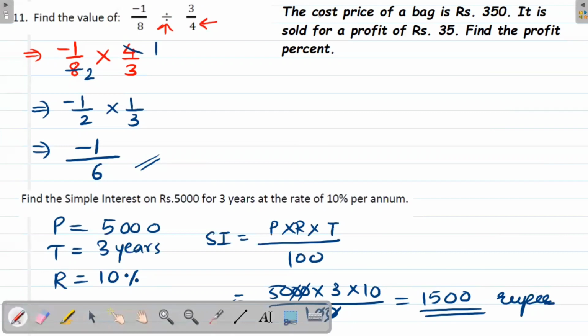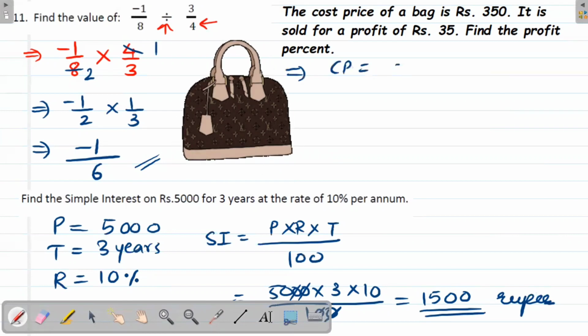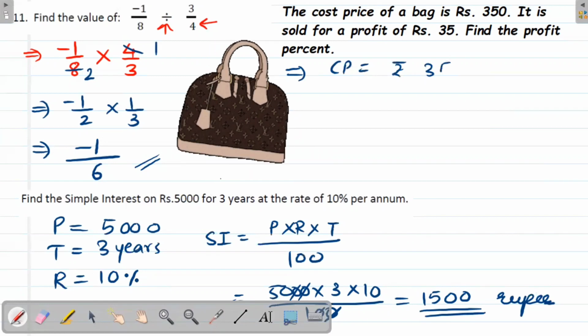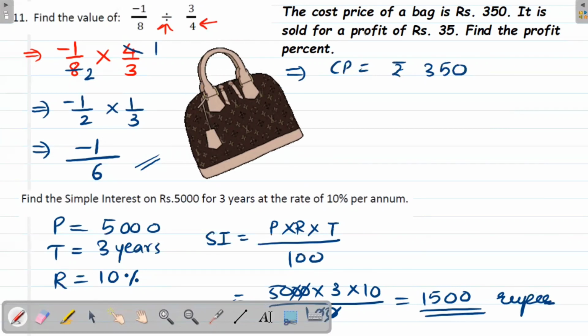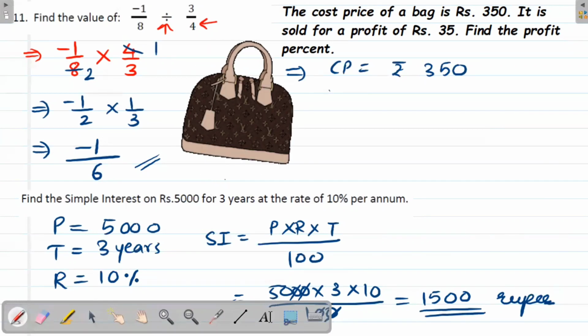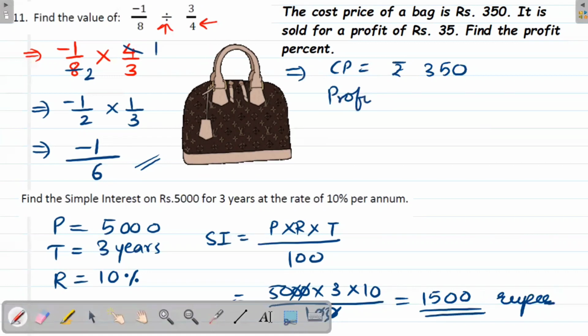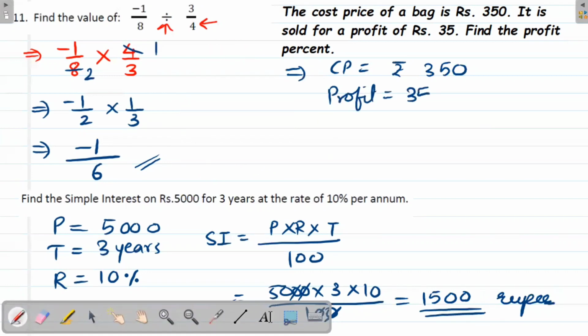What is our next question? The cost price of a bag is rupees 350. Okay, first always write the given data. CP is equal to rupees 350. It is sold for a profit of 35 rupees. Okay, what is the profit given? Profit is nothing but 35 rupees. Find the profit percentage.